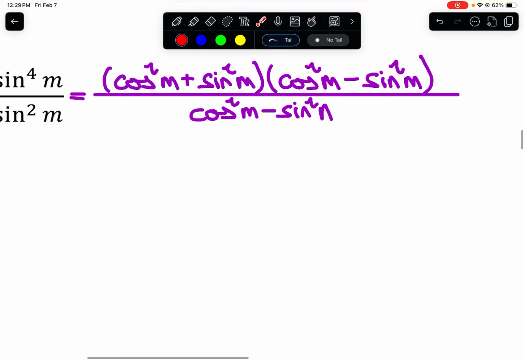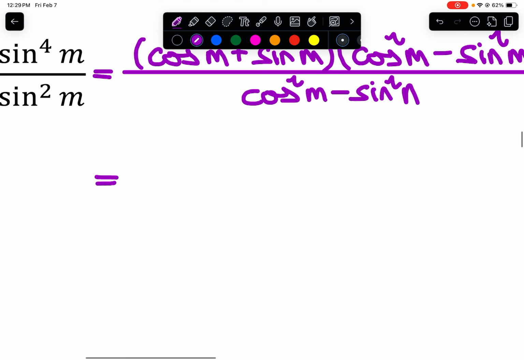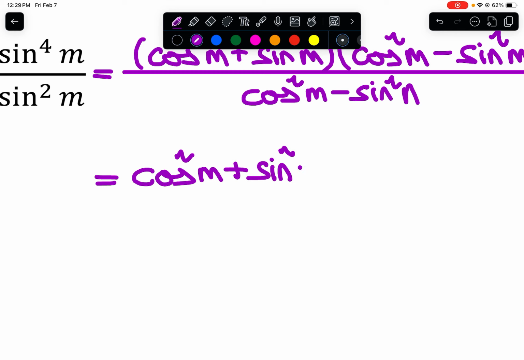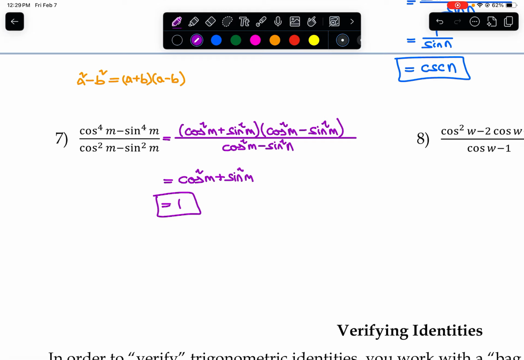So notice how the values in parentheses, this all represents a single value. So we've got cosine squared m minus sine squared m in both the top and the bottom. So those are going to simplify and cross out. So what we're left with is just going to be cosine squared m plus sine squared m, which is going to be Big Papa, which is just 1. Ta-da!